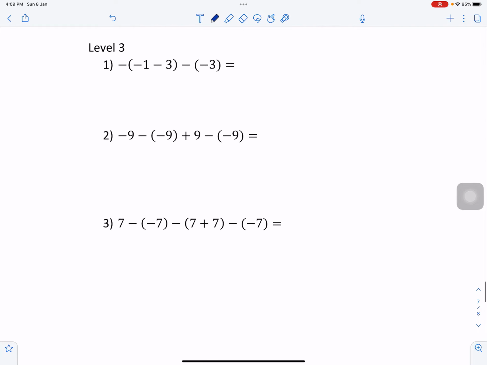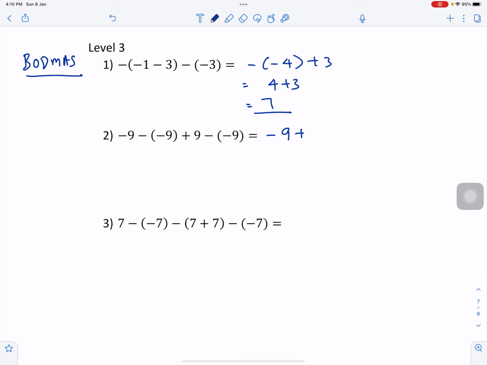Now this is called level 3. Level 3 has got brackets. Remember your BODMAS rule itself. All right, next week when I see you, the next lesson we would do multiplication of negative numbers. Okay, so this is minus 4 plus 3. 4 plus 3 will give me 7. Okay, this is minus 9 plus 9 plus 9 plus 9, that should give me 18. Okay, that's question number 2.